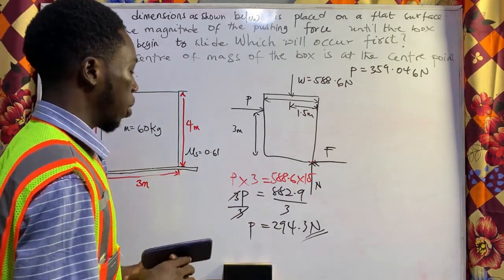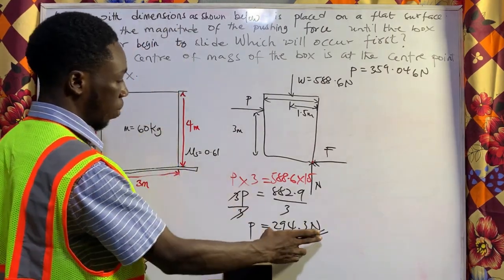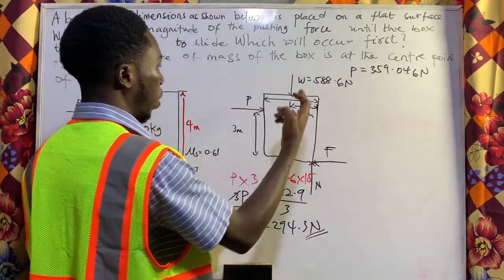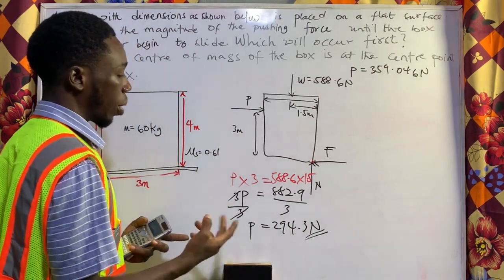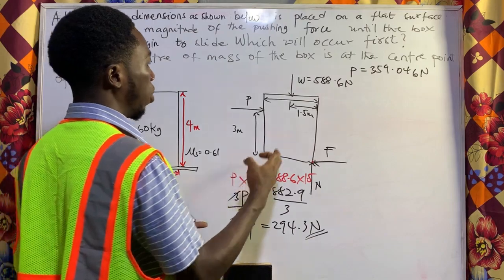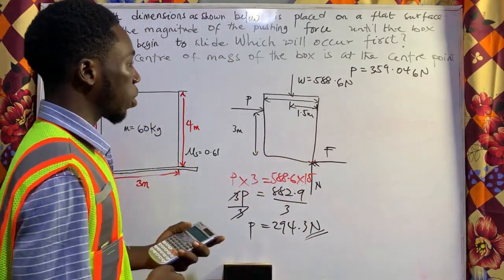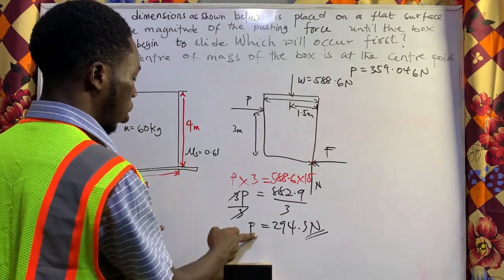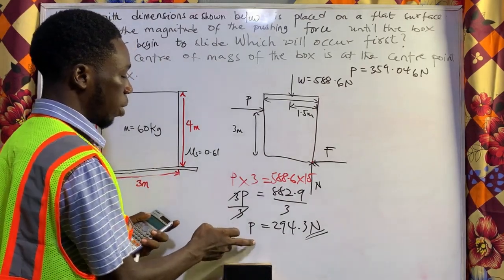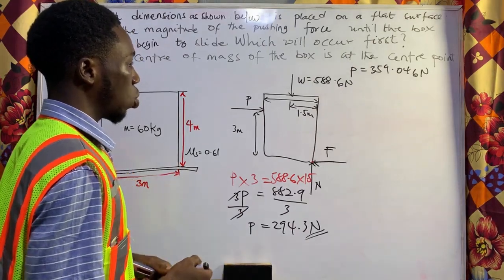Okay, because as soon as P is exactly equal to this value here, then the moment that will be caused by this value will be equal to the moment that will be caused by the weight force, right? So at that point, if you increase P any longer, the moment that will be caused by P will be greater than the moment that will be caused by the weight force, then the box will tip freely. Okay, so this value here becomes the minimum value of P that we need in order for tipping to begin to occur.